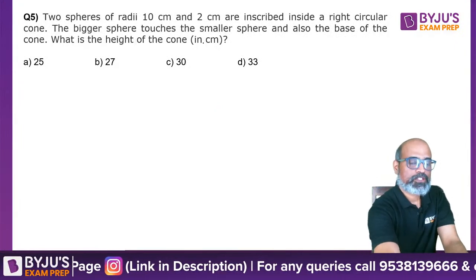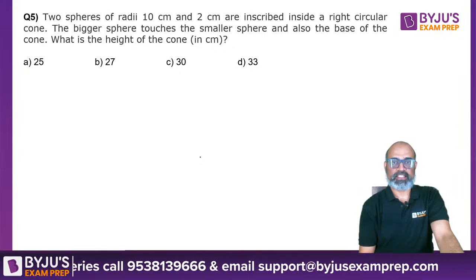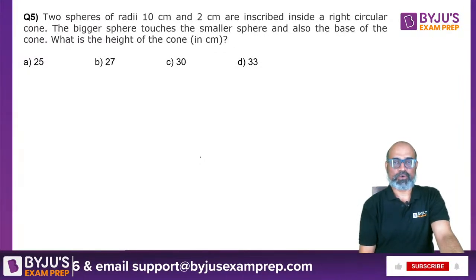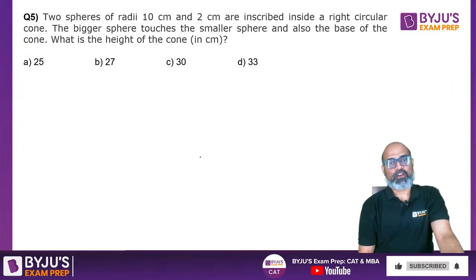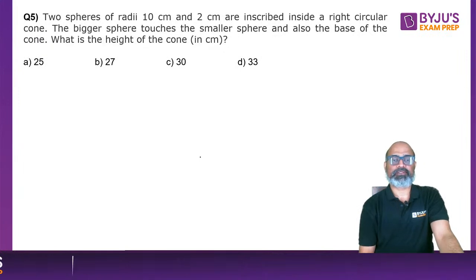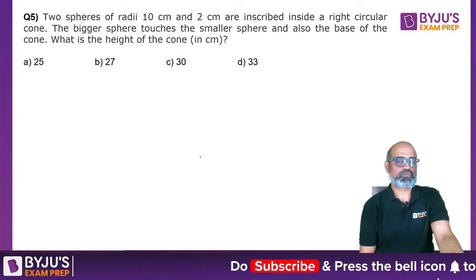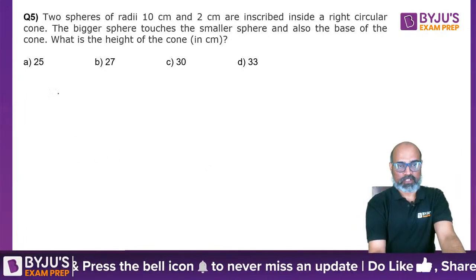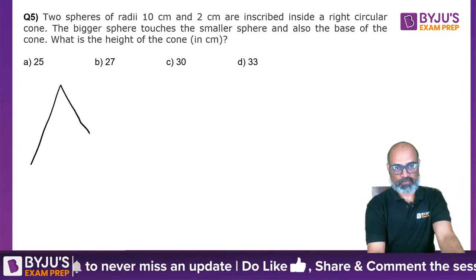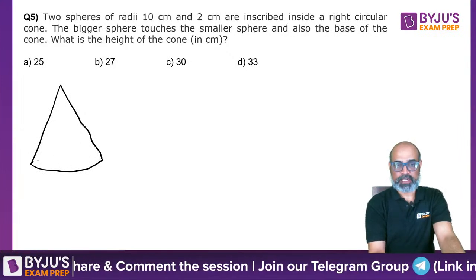Okay, next one. Two spheres of radii 10 centimeter and 2 centimeter are inscribed inside a right circular cone. The bigger sphere touches the smaller sphere and also the base of the cone. What is the height of the cone in centimeter? Again, we have a question based on a cone and spheres, but we don't have one sphere, we actually have two spheres.